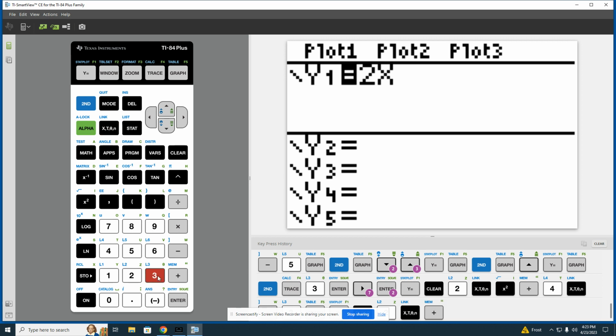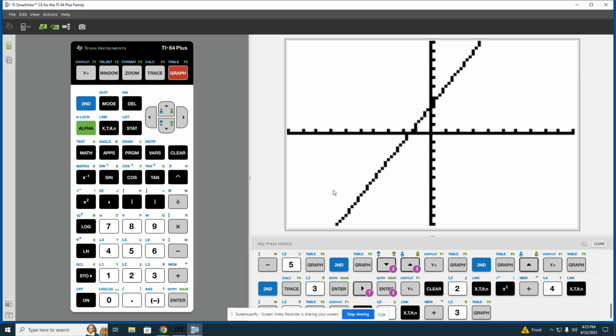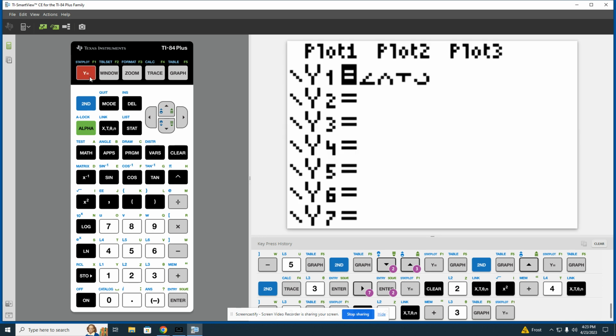2x plus 3. Does it pass the vertical line test? Oh yeah. Does it pass the horizontal line test? Definitely. P is an answer because it passes both the vertical and horizontal line test. Look at the next one.